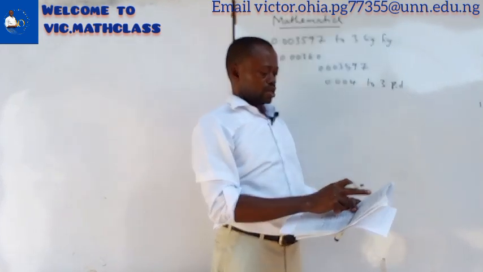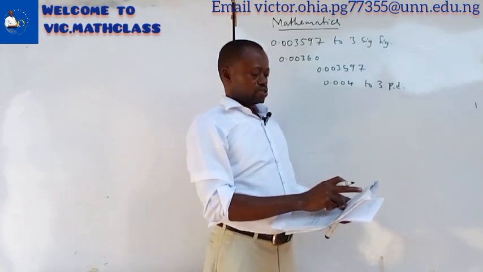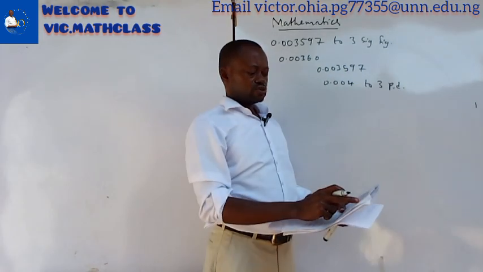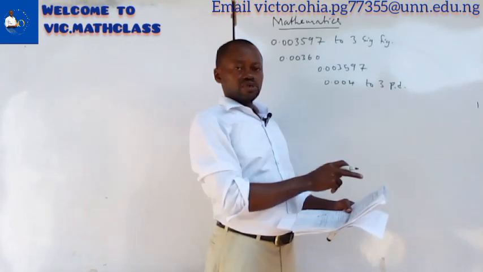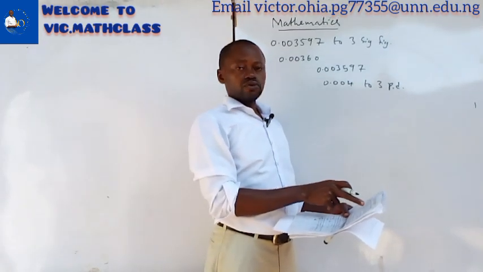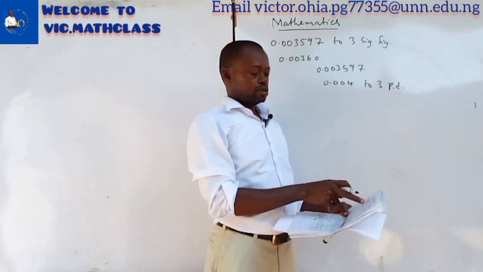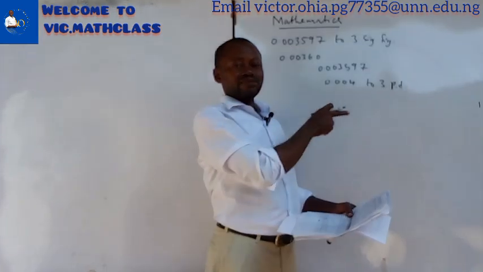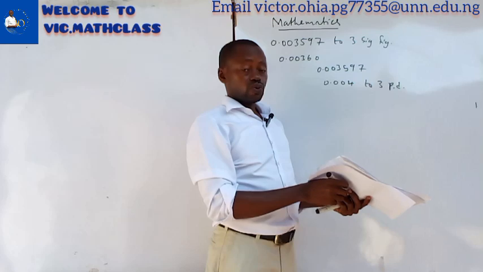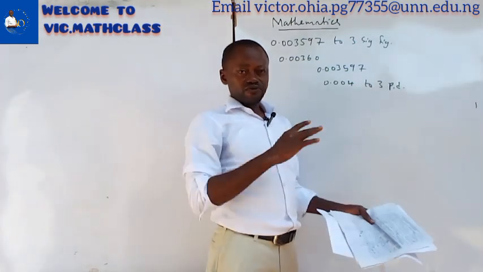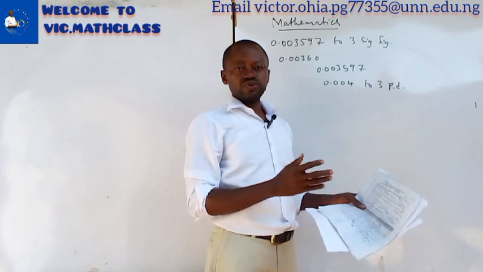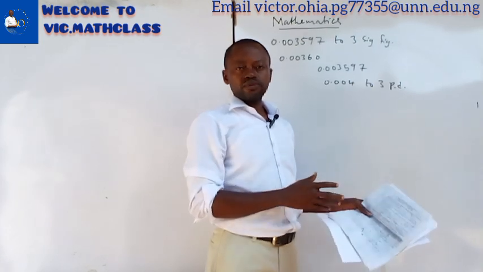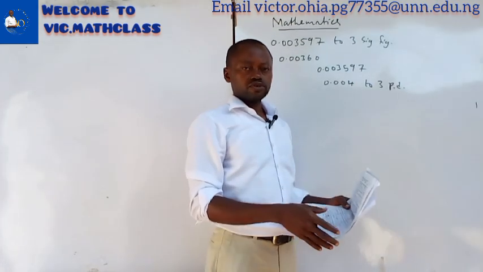The first question here says express correct to three significant figures, but I'm just trying to use the same figure to explain how we can put it in places of decimal, because one needs to know the difference. Sometimes students have issues trying to understand the difference between decimal places and significant figures.